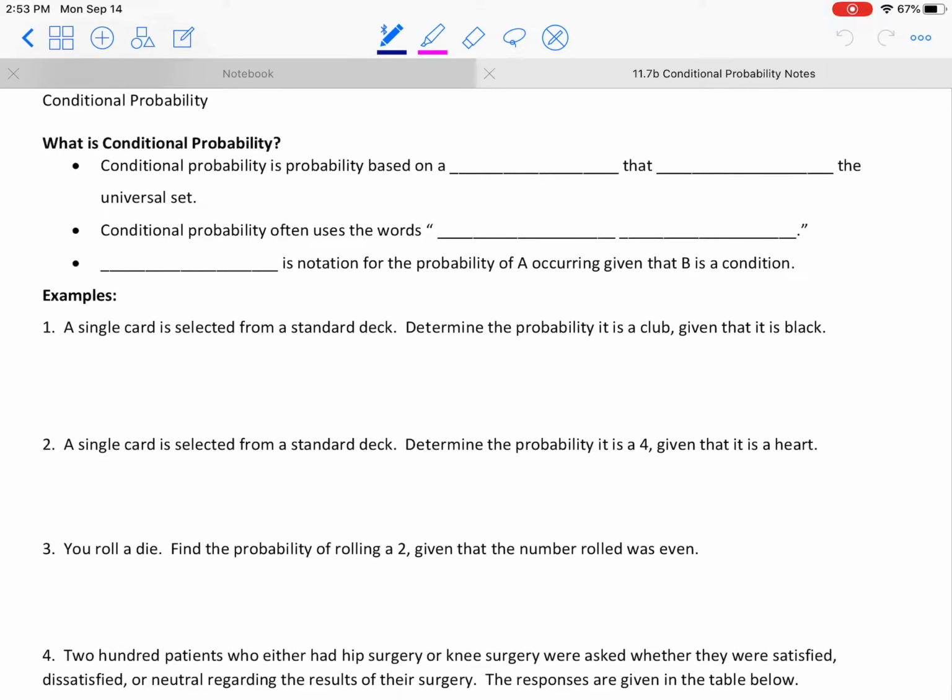Hello and welcome to our lesson on conditional probability. Conditional probability is a probability that's based on a condition. I bet you never would have guessed that, right? So what does it mean to be based on a condition?